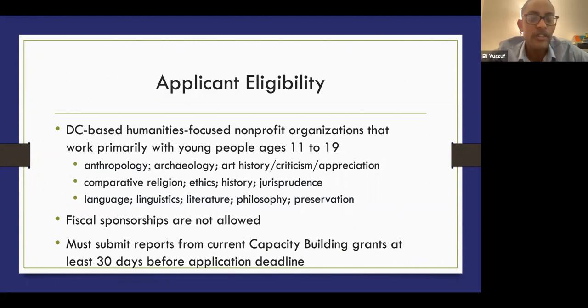For folks with current capacity building grants, you must make sure that you submit all of your reports to Foundant, our grants portal, by February 12th, this Sunday at 5:59 p.m. That's 30 days before the March 14th application deadline.